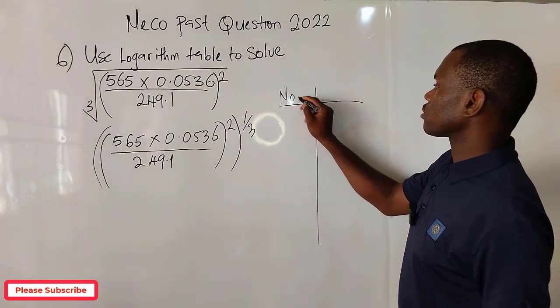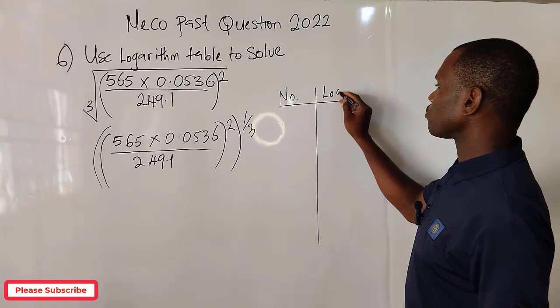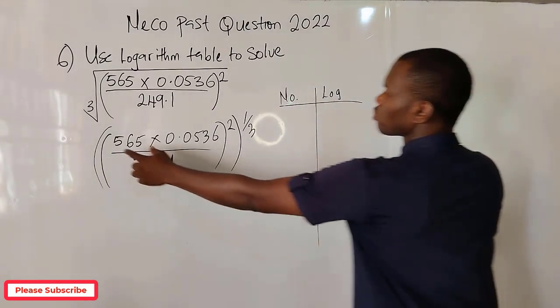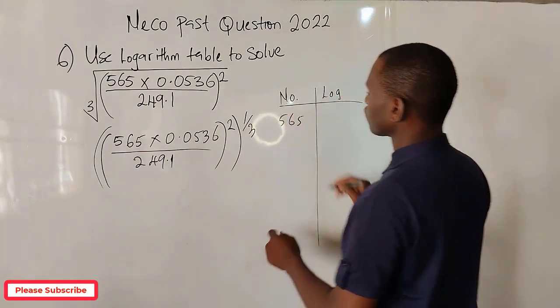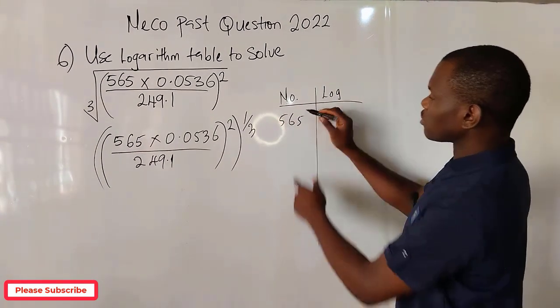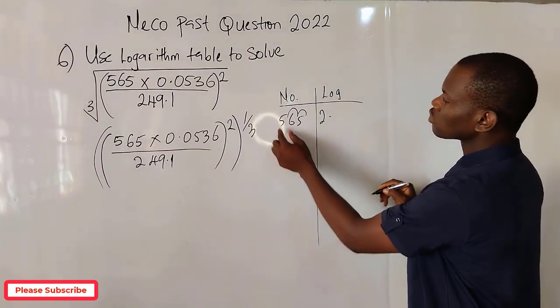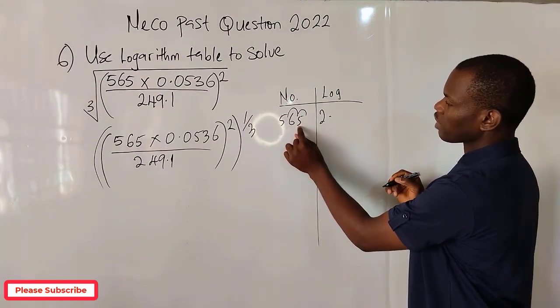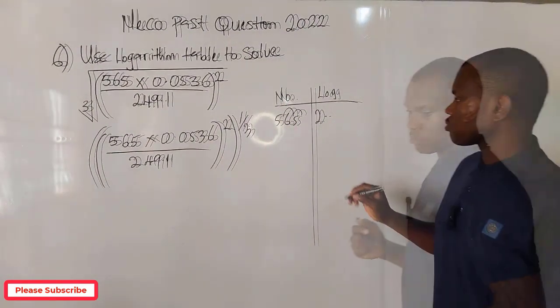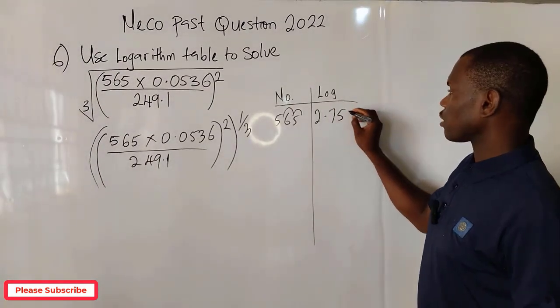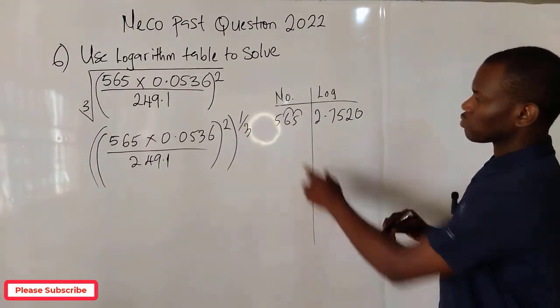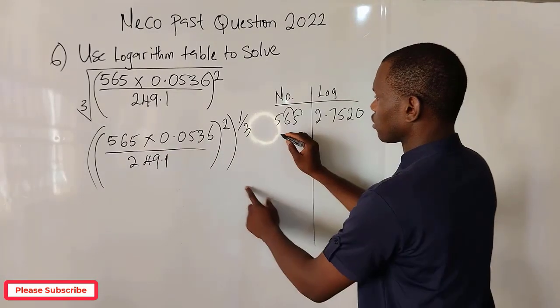I'll write my number here. This place will be my logarithm number. So we start with 565. The first thing I'll do is to take my characteristic, which is 2. 1, 2. My characteristic is 2. So I'll check for 56 under 5 from my logarithm table, which is 7520. I'm done with this. I'll go over here.